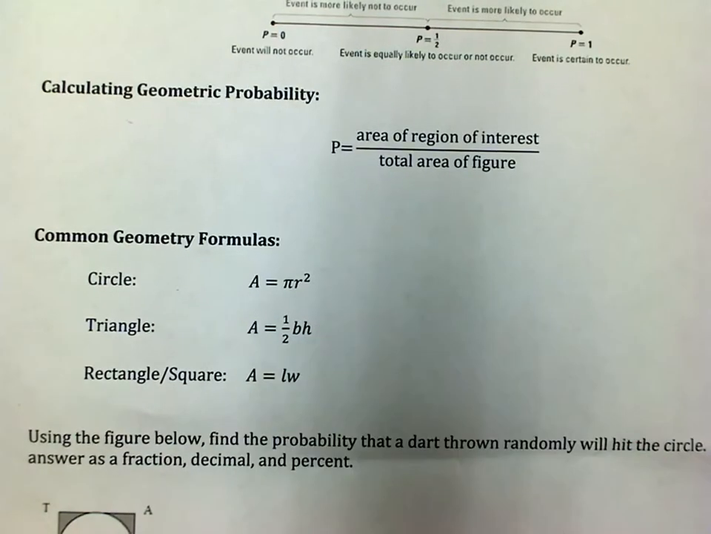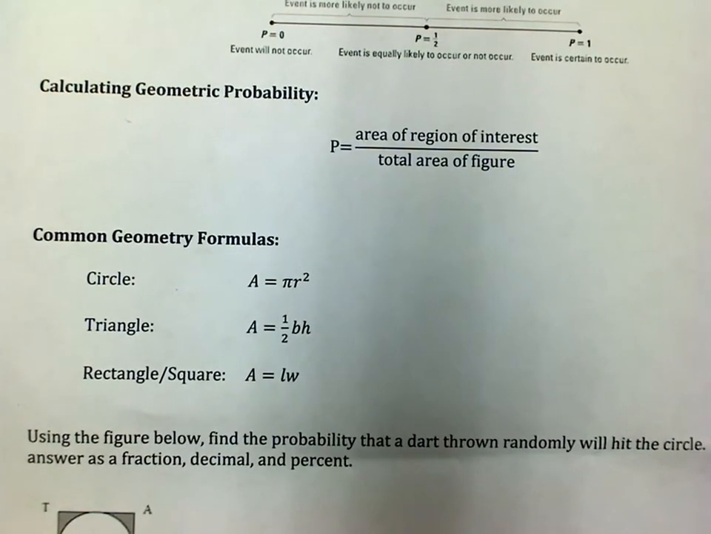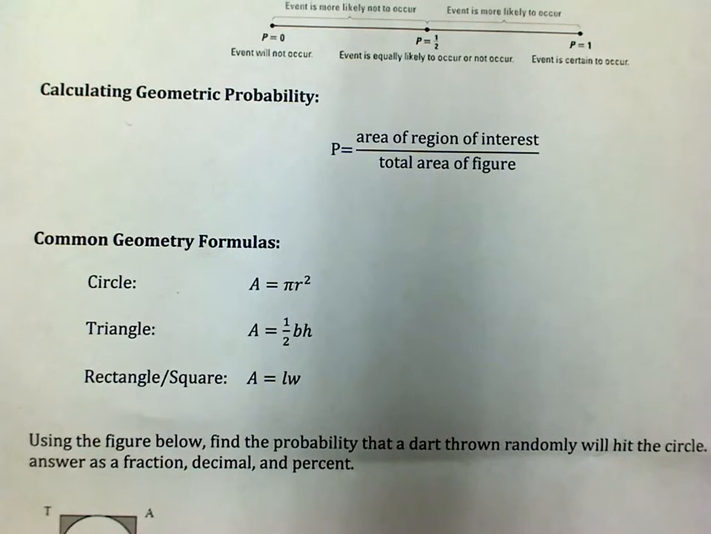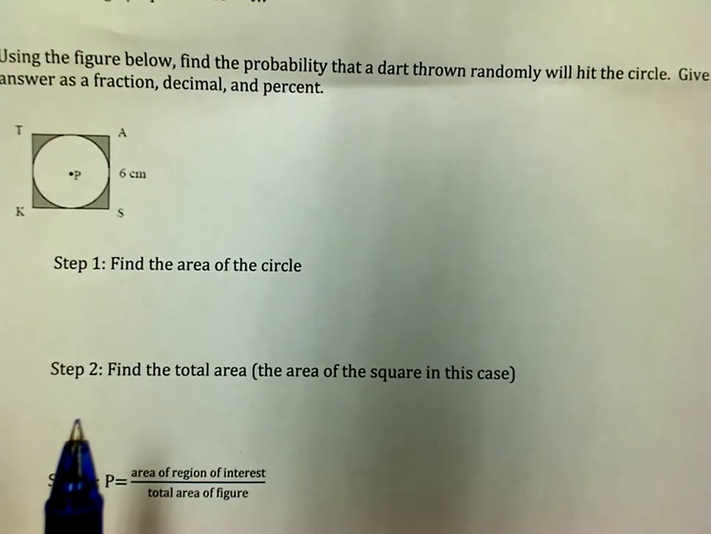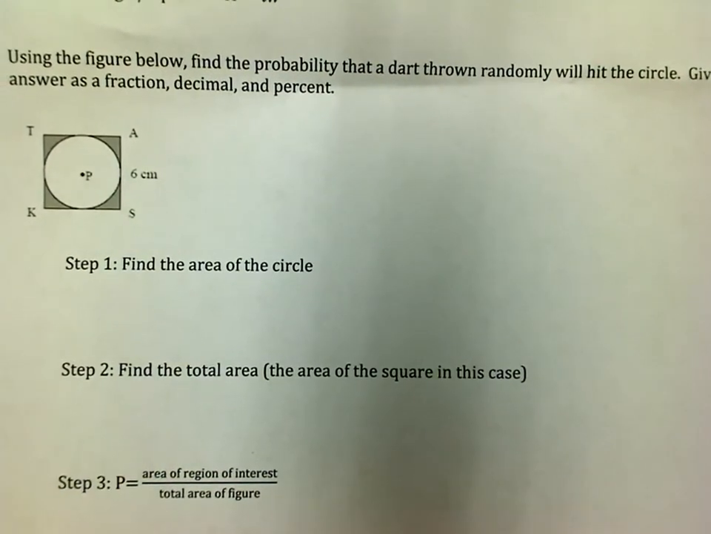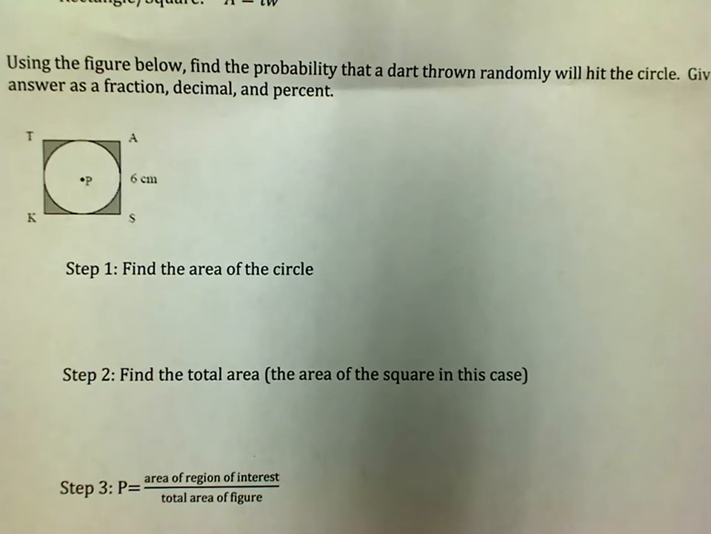There are some common geometry formulas that you have on your sheet that we're going to have to use in order to do these problems. They're not all the ones that you'll have to use, but they're certainly the most commonly used ones, and those should be memorized, of course, by now, but just in case, there they are in your notes. So, using the figure below, let's find the probability that a dart thrown randomly at this dartboard is going to hit the circle. We're going to do this in 3 steps.